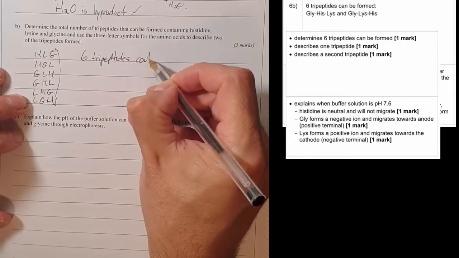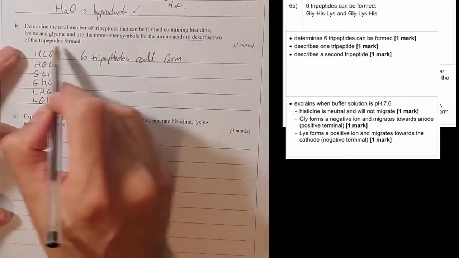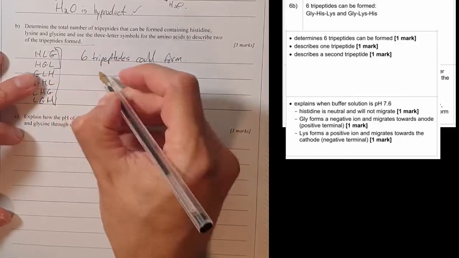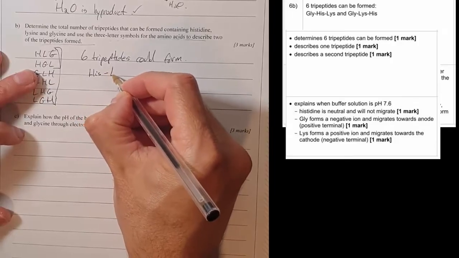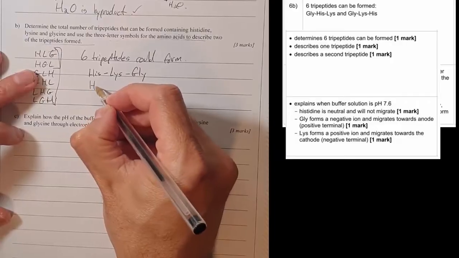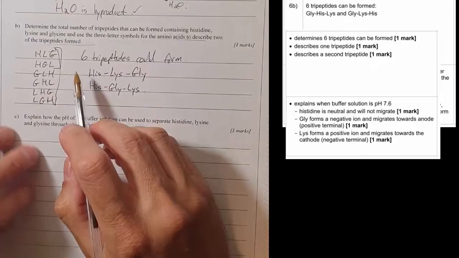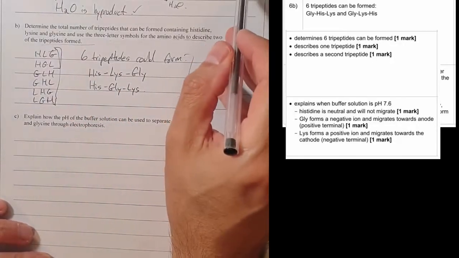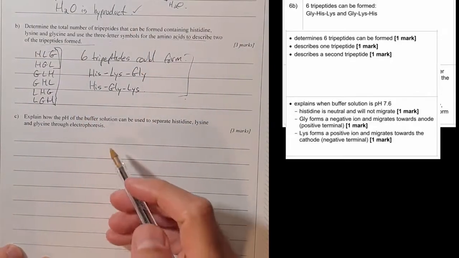Peptides could form. And use 3-letter symbols to describe, so you don't even have to draw it out either. So this is a little crazy. So HIS, LYS, GLY, and then HIS, GLY. Oh my goodness. That's it. So we've gone from super hard questions to ridiculously easy ones. That's 5 marks for that.